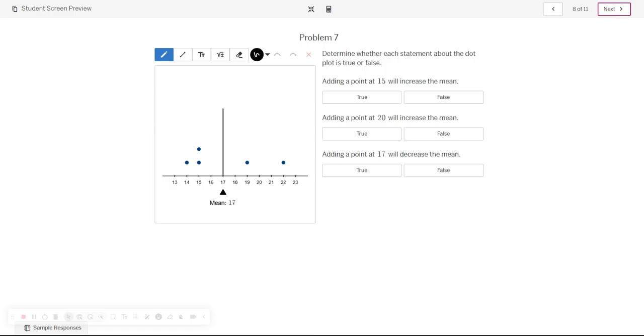Looking at this, adding a point at 15 will increase the mean? No, if I put a point at 15, it will bring the mean down. Adding 20, that is true, because that's going to be above. Adding a point at 17, false. It would stay the same.